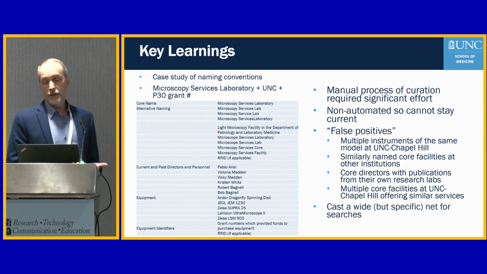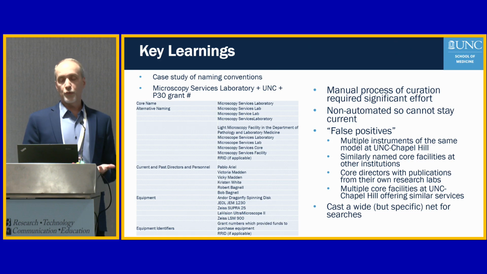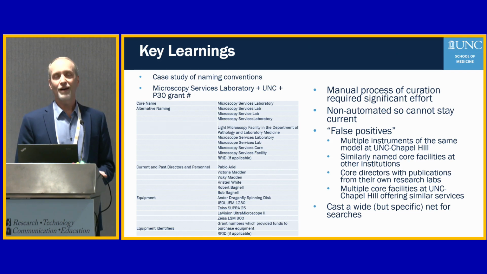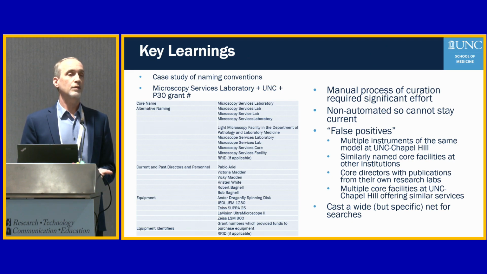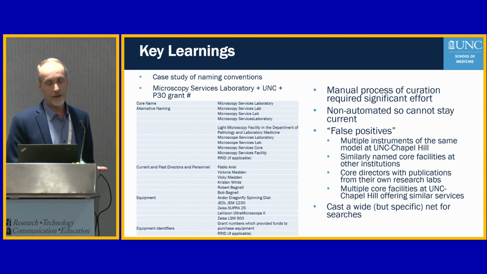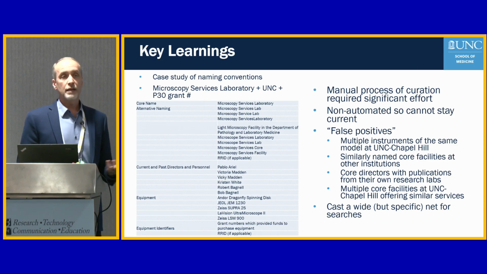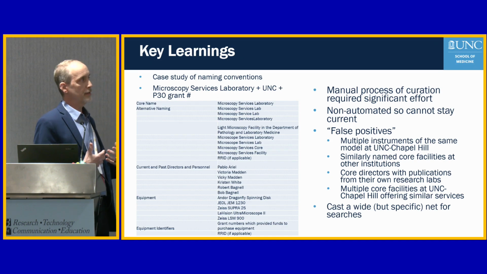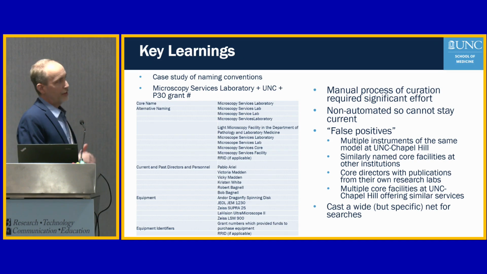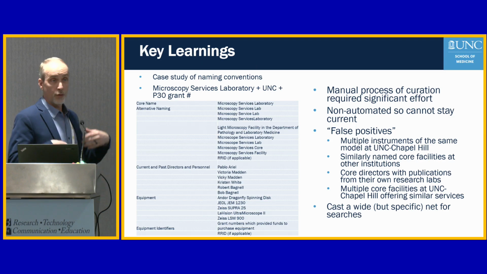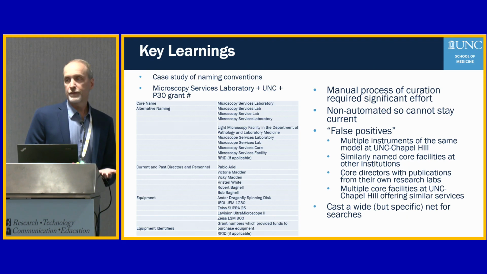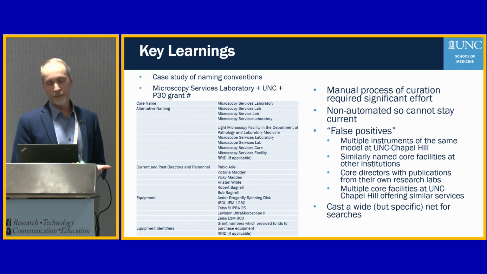So the other key learnings we had is that the manual process of curation, because of 10 iterations of a core's name, required a ton of time. It really required a lot of effort. This was non-automated, and so I couldn't stay current. It wasn't useful to push a button and say, okay, here's my current report. I have to go through this process every time and eliminate all of these duplicates and all of these different iterations. False positives we found were a real problem.